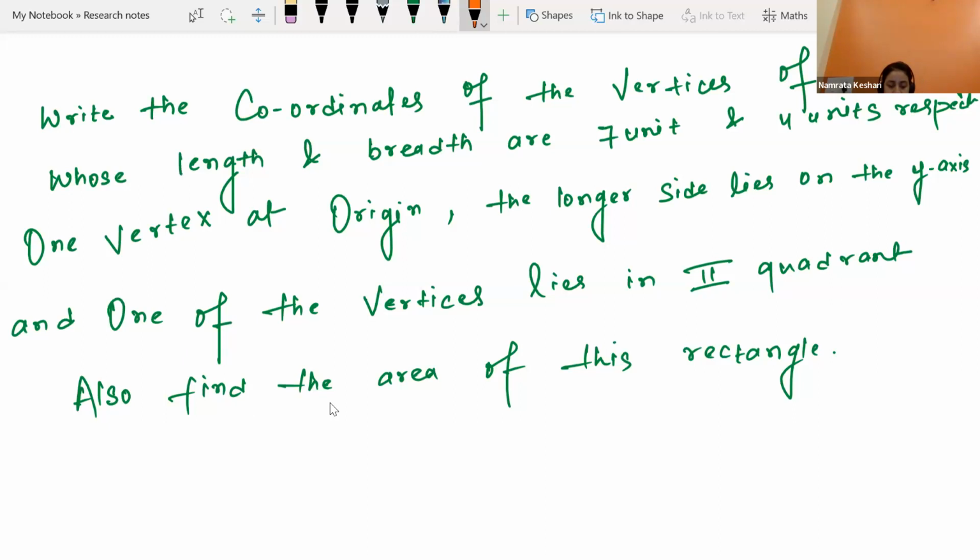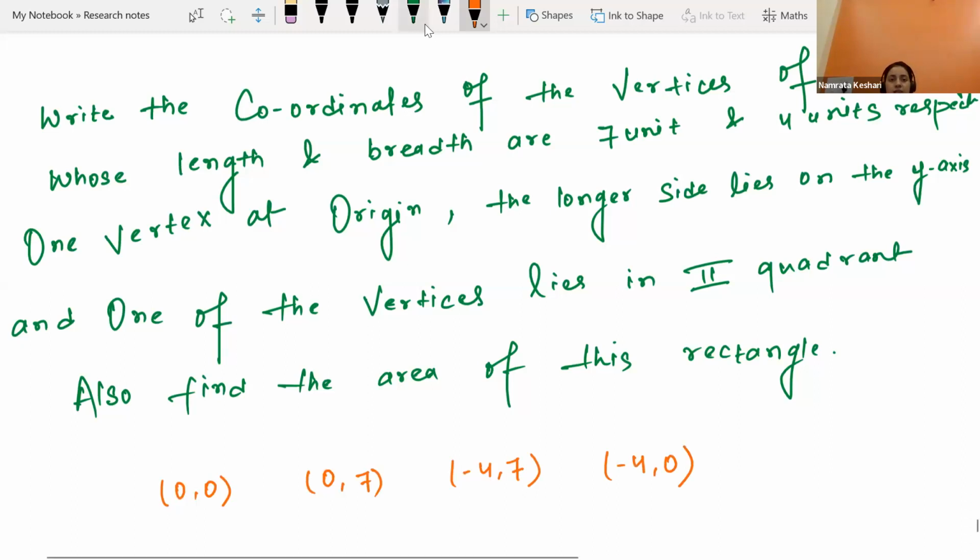Ma'am, one coordinate is 0, 0. Second one is 0, 7. And third one is minus 4, 7. This one is minus 4, 0. Okay, let's check.